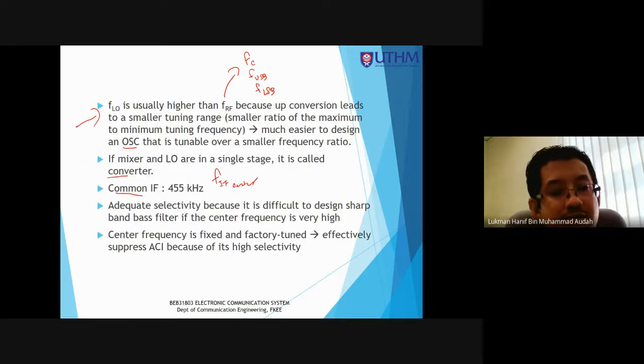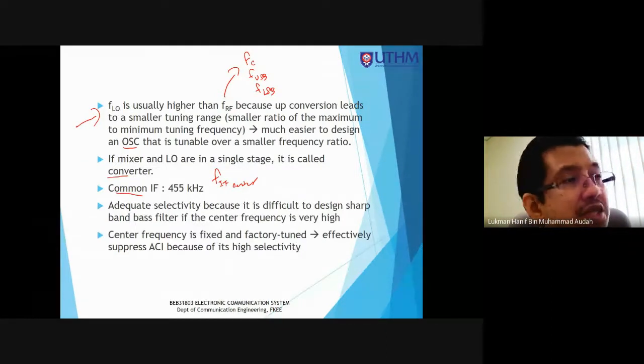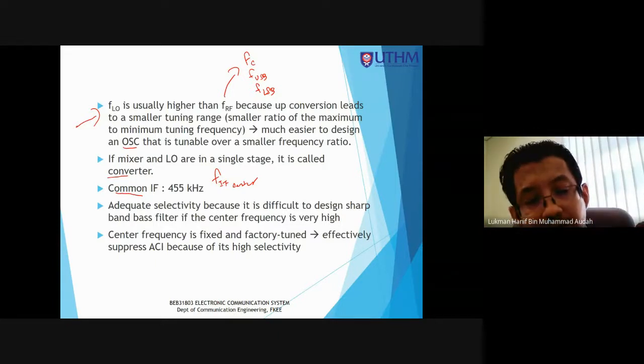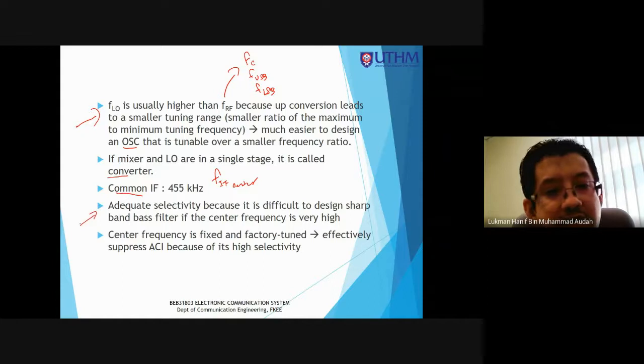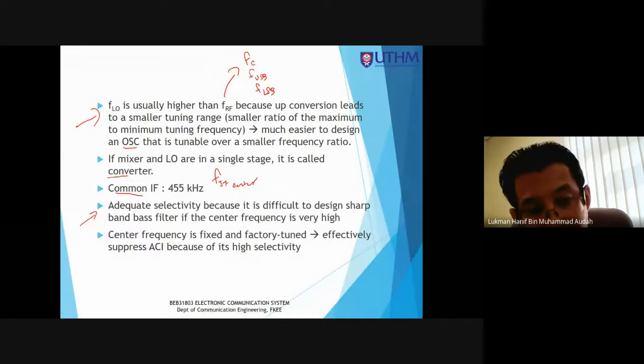Okay. So why we choose 455? Because 455 kilohertz is not too high and not too small frequencies. And it is said that it is adequate selectivity because it is difficult to design sharp band pass filter if the center frequency is very high. Kalau kita pilih frekuensi yang lebih besar, agak sukar untuk design the filter. Difficult to design the filter.